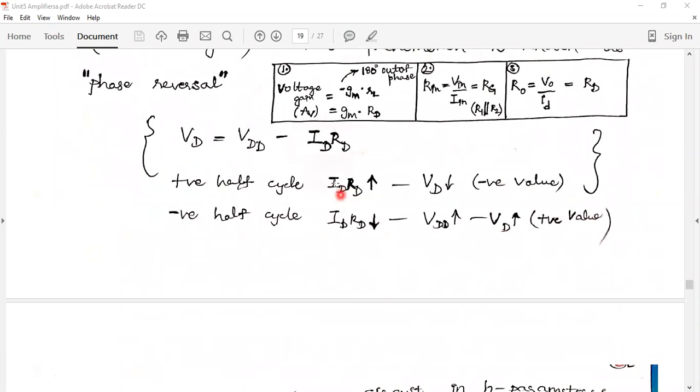VD is equal to VDD minus ID RD. By using this basic equation I can explain how the phase reversal is taking place. For the positive half cycle, ID RD increases, then VD decreases, that is the negative value. Similarly, for the negative half cycle, ID RD decreases. Then VD keeps on increasing and I will get the output voltage across the drain as a positive value.